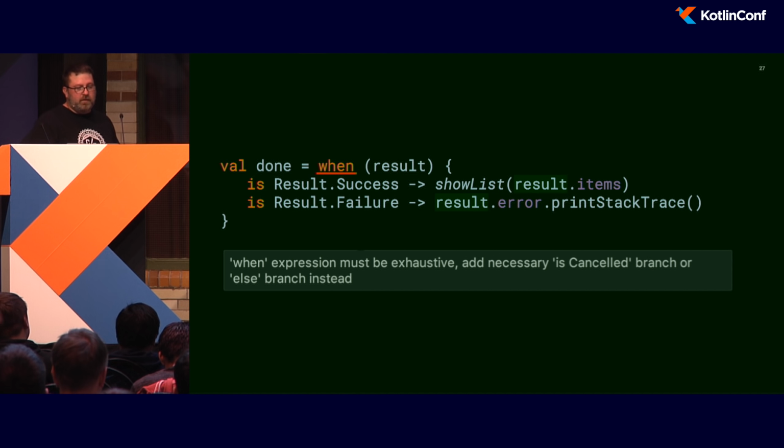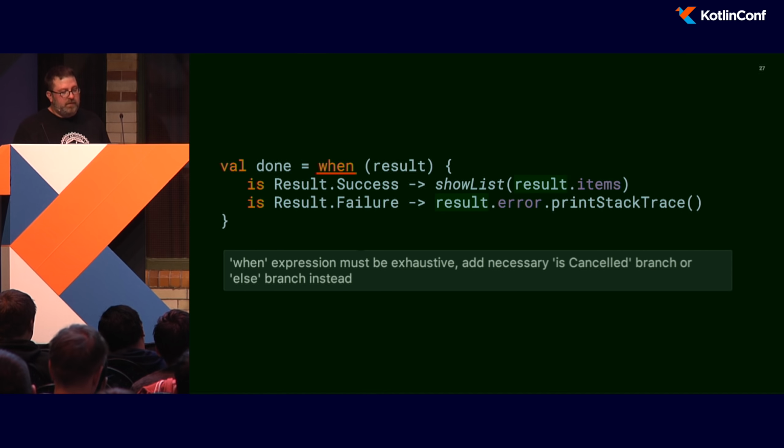So if we hover over that line, we actually get a very helpful message: "When expression must be exhaustive. Add necessary is canceled branch or else branch instead." So the IDE already knows that we haven't covered all our bases here. And it even knows which possible types result could be based on the result sealed class. So hopefully the IDE offers us a quick fix to add the missing branches.